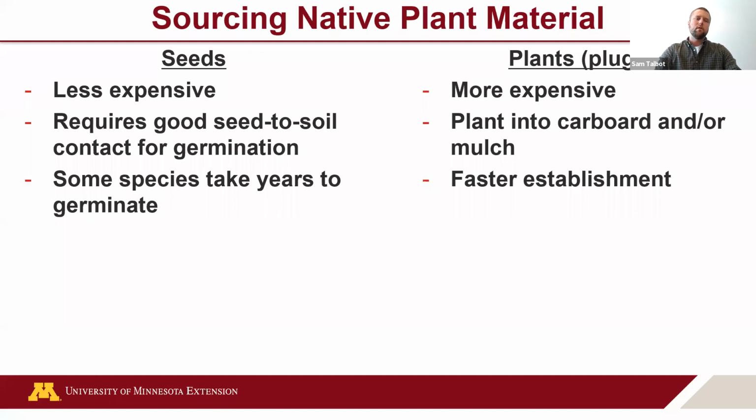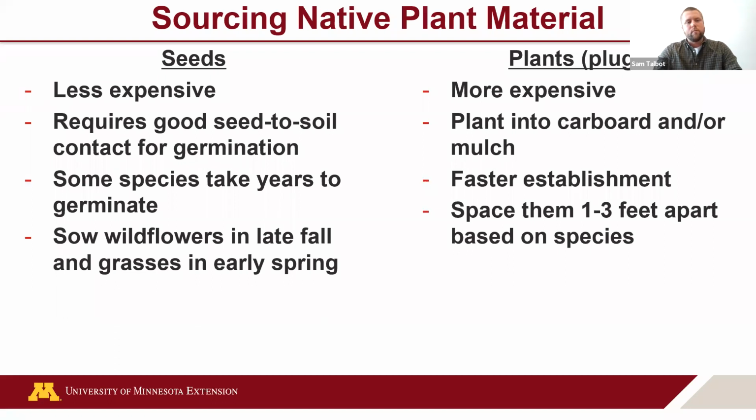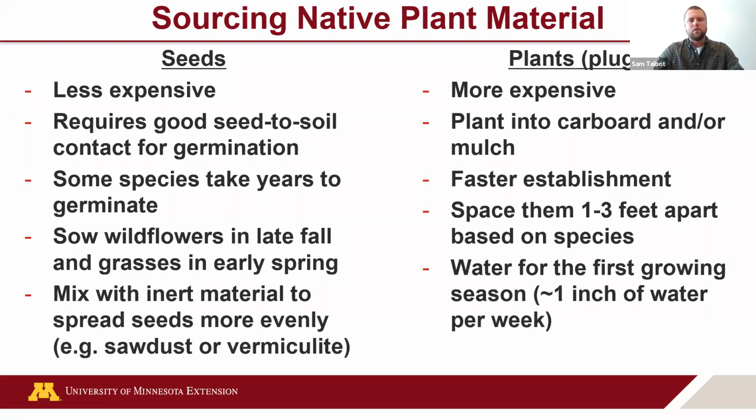Seeds overall are going to take longer to germinate. Some take several years, depending on the species. With plants, you'll get the faster establishment and faster blooms. Sowing in the fall is really good for wildflowers if you're doing seeds, because they tend to need that overwintering. The grasses tend not to, so you can sow those in the spring. A general rule is you can do a frost seeding too, where you're seeding right before that first snowfall. And spacing for plants is generally about 1 foot to 18 inches, but you can go up to about 3 feet.